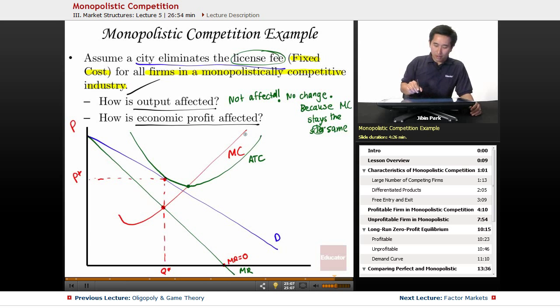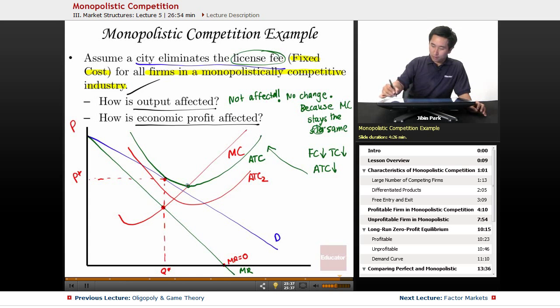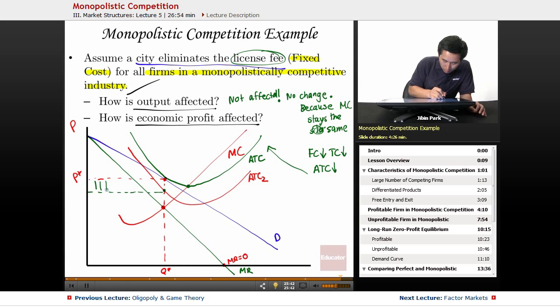Now, how is economic profit affected? Well, if fixed cost goes down, then total cost goes down. And if total cost goes down, guess what? ATC also goes down. So let's go ahead and graph how it actually looks. The ATC would go down, maybe like this, ATC2 right here. In the short run, there would be economic profit as labeled right here. So this would be the economic profit.